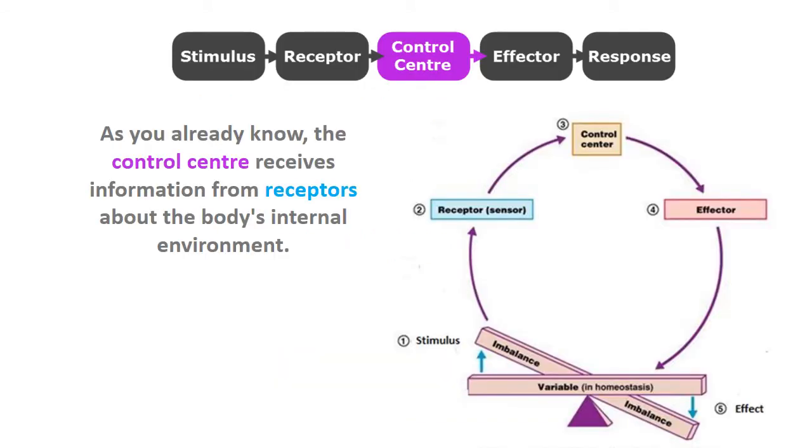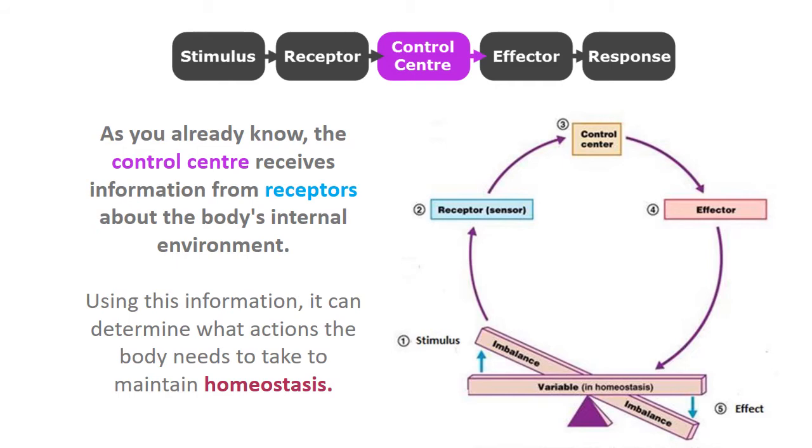As you already know, the control centre receives information from receptors about the body's internal environment. Using this information, it can determine what actions the body needs to take to maintain homeostasis, or a balance. So in the picture on the right-hand side, if you've got a set of scales, that could be your body. If a stimulus is imbalanced, a receptor senses it, sends a message to the control centre, which then sends a message to an effector, which brings the body back in balance.